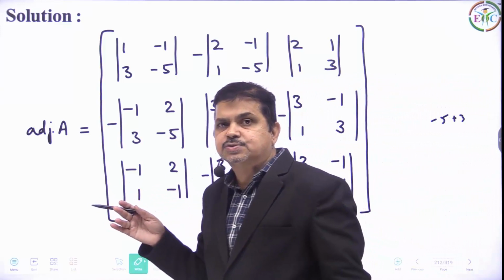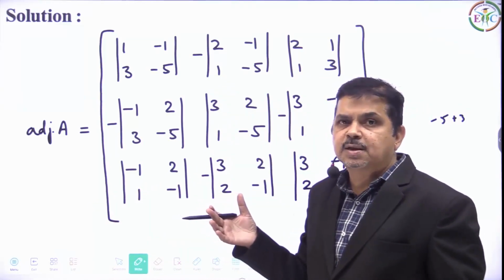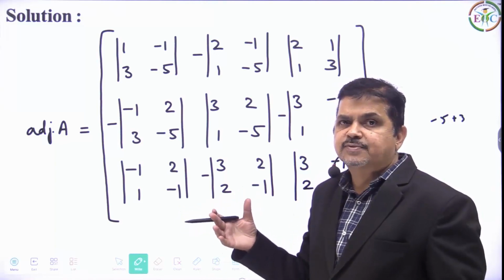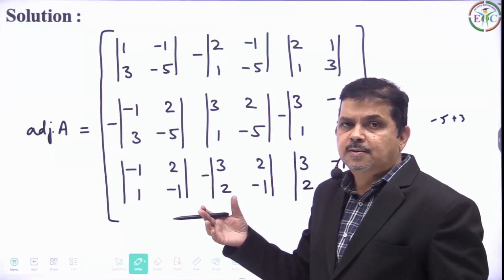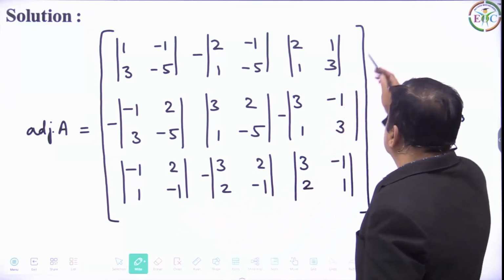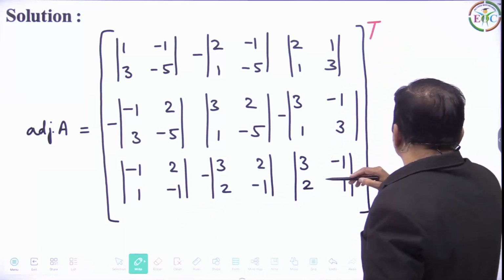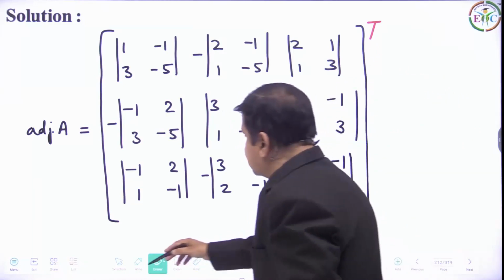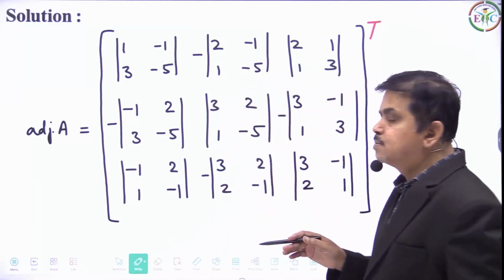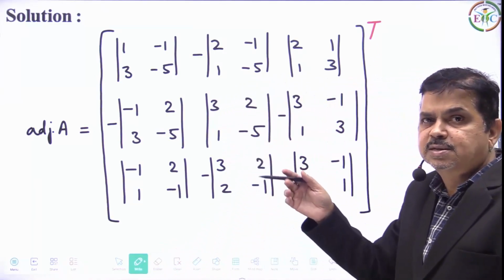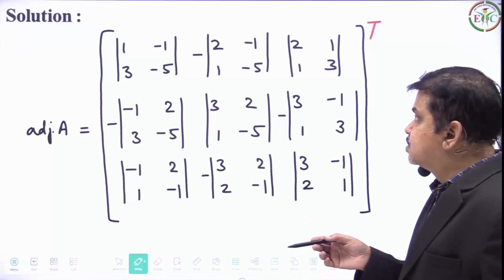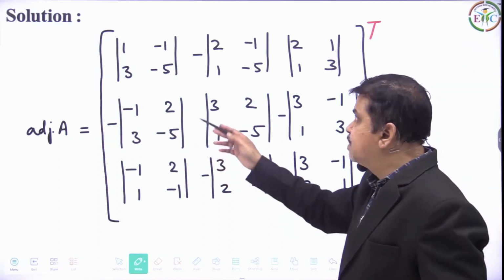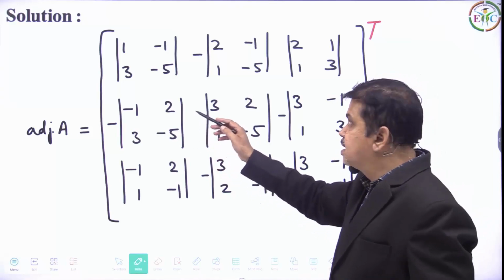So for adjoint A, write down the cofactors of the given elements of the matrix A, and the transpose of that will give you the adjoint A matrix. So in order to write down the transpose, we first write down the cofactor matrix. As I explained earlier in the previous question, write down the cofactors so that the adjoint A matrix can be written as shown here.